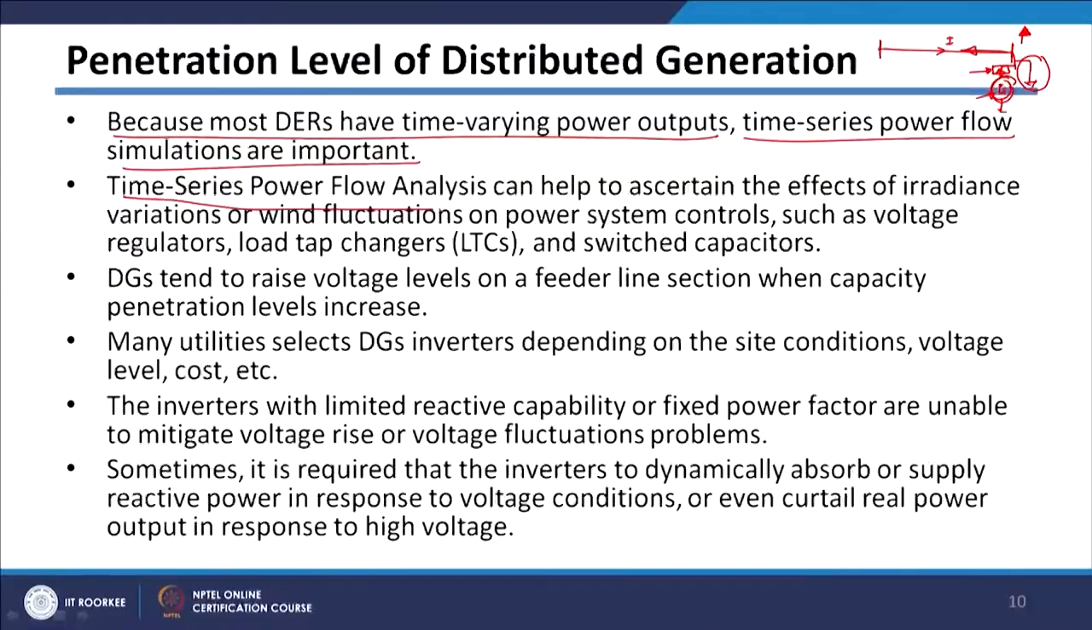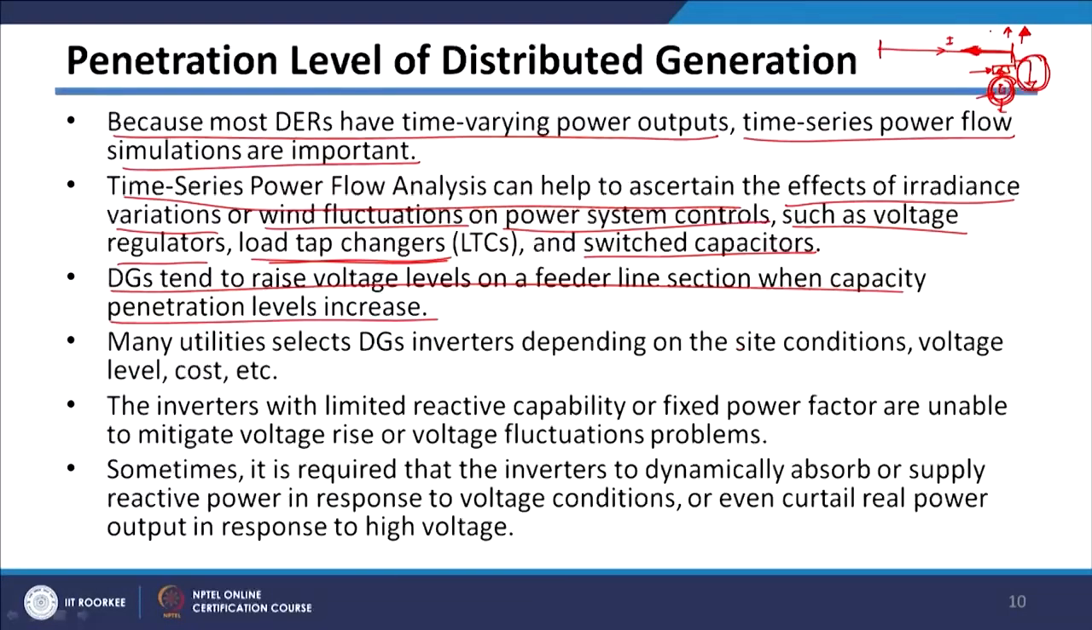Time series simulation can help in studying the effect of irradiance variation and wind fluctuation on power system control, such as voltage regulators, tap changers, and switched capacitors. DGs tend to raise the voltage levels on a feeder line section when capacity penetration level increases. As I told you, if the penetration level increases, and if the load at this bus is lower, then it will backfeed the power and current will flow in the opposite direction, which will raise the voltage at this particular bus, and it will create an over voltage condition in the distribution system.